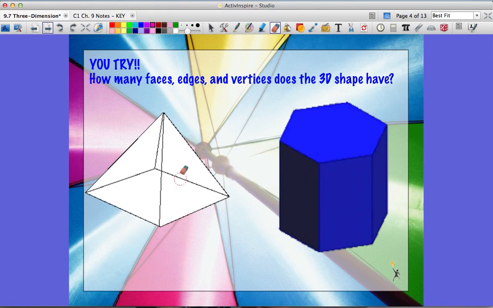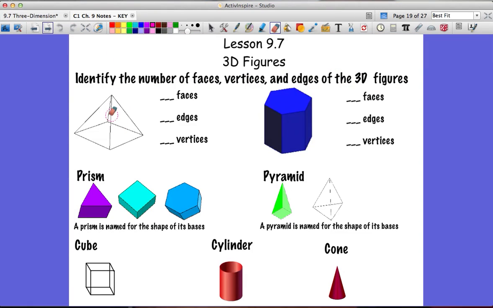Right, so in your notes you have these two shapes. What I want you to do is figure out how many faces, edges, and vertices each of them has. And I want you to post that on Edmodo. So this is your first part to post on Edmodo. This is number 1 and number 2.